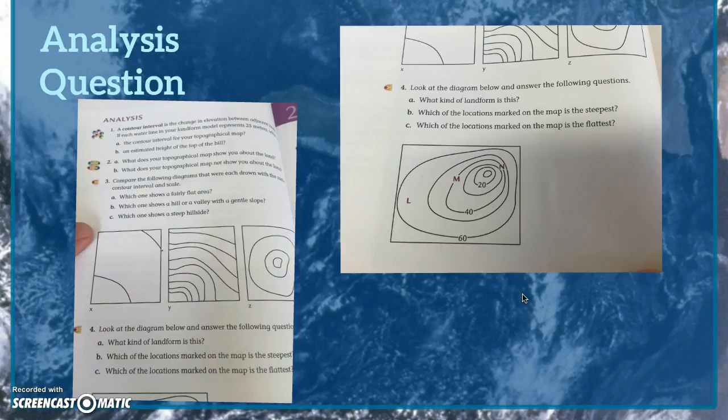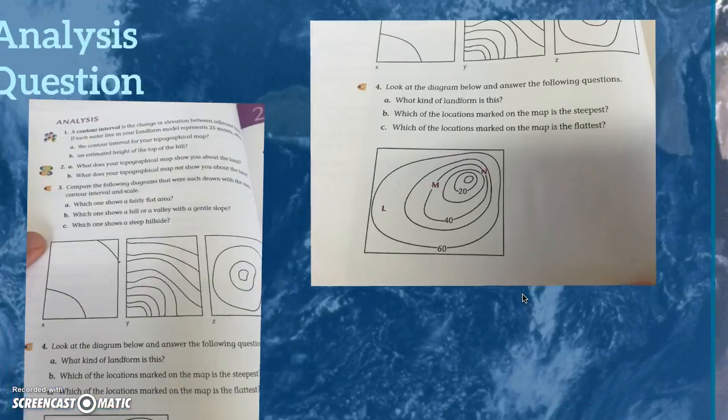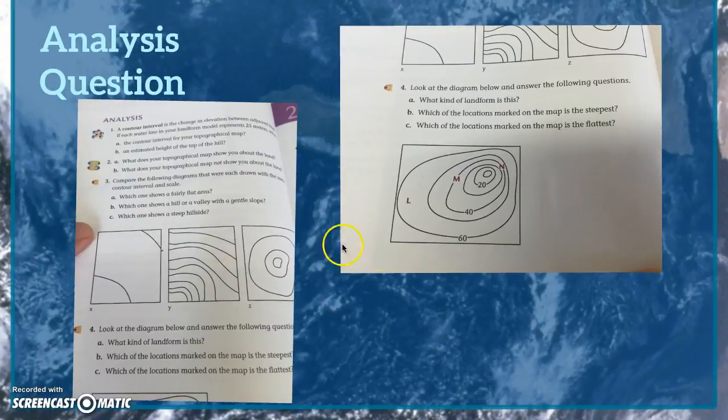So these are analysis questions. Here are the process questions that they do. They always start off with easier questions about the activity, and then they move into more content area work. So this was talking about which one is a flatter area, which one is a gentle slope, and which one is steep. This would be steep, and that's gentle. And we would go over that in class.